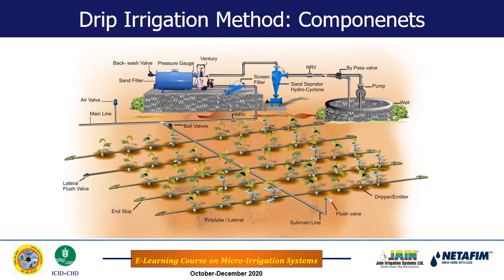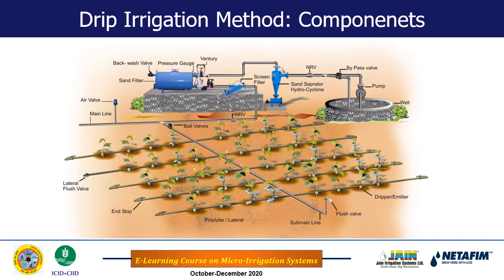So the pump should be able to produce the required pressure, say 3 kg or 30 meter in this case, and at the same time the pump should be able to throw the required amount of water at the desired pressure. Say for example, here is the subunit, and in this subunit there are 1000 drippers. If each dripper has a discharge of 4 liter per hour, then this pump should be able to throw water at the rate of 1000 into 4, that is 4000 liters per hour, at the head of 30 meter. So this should be the pump characteristic.